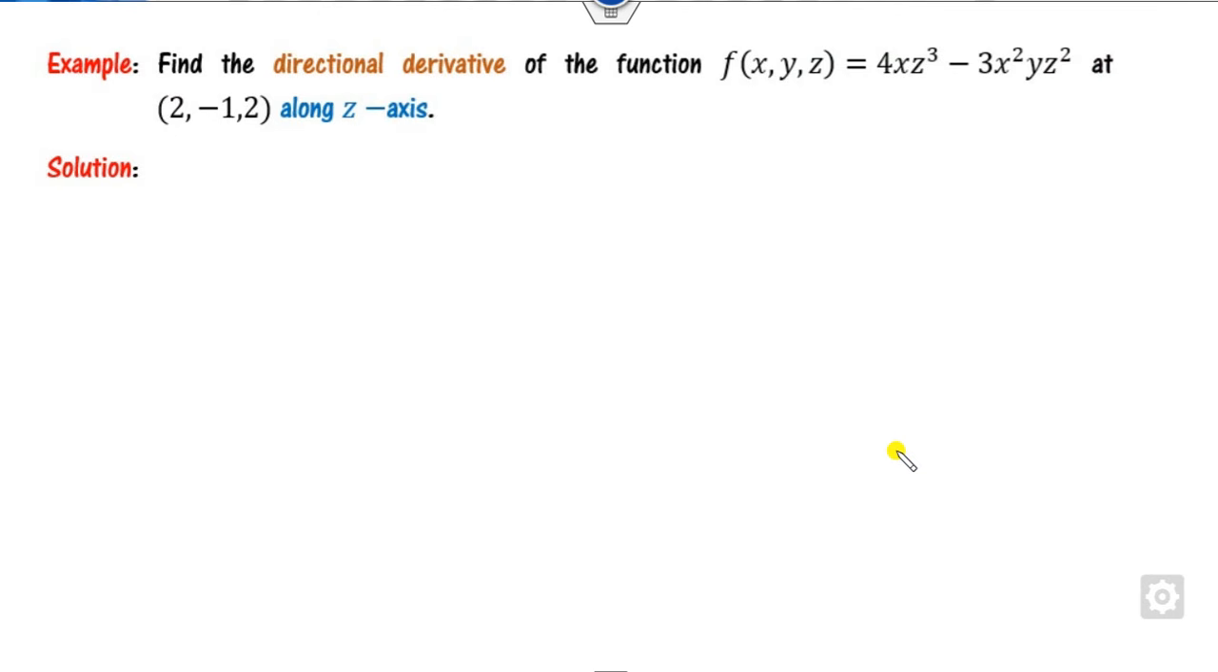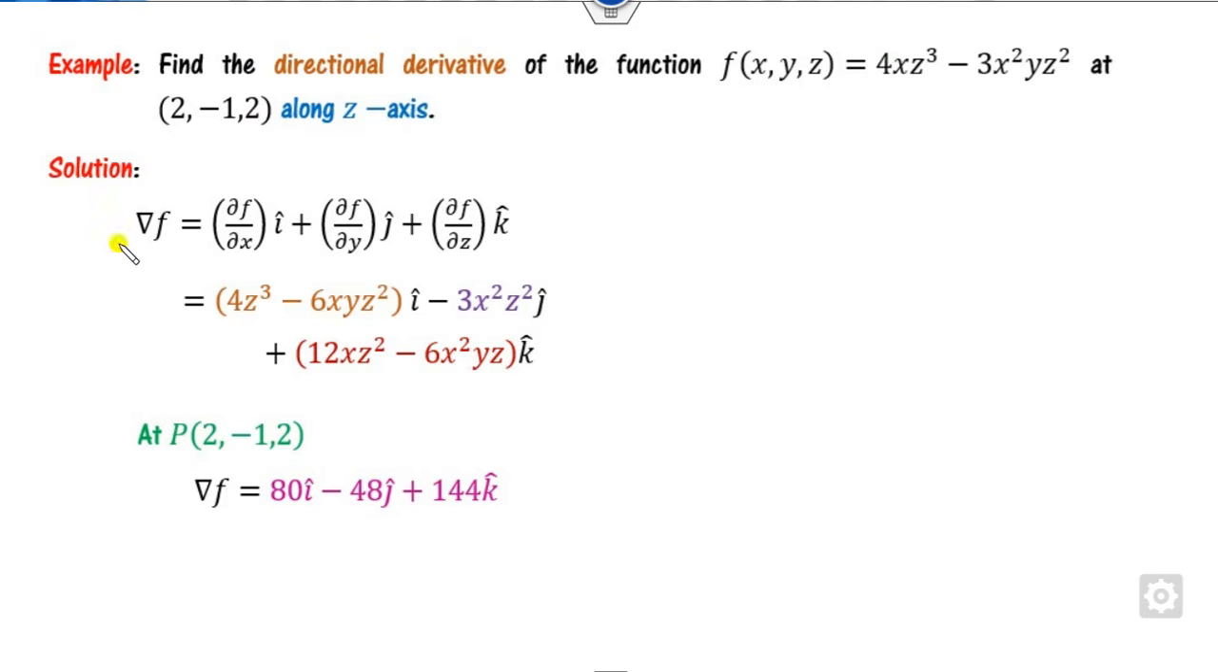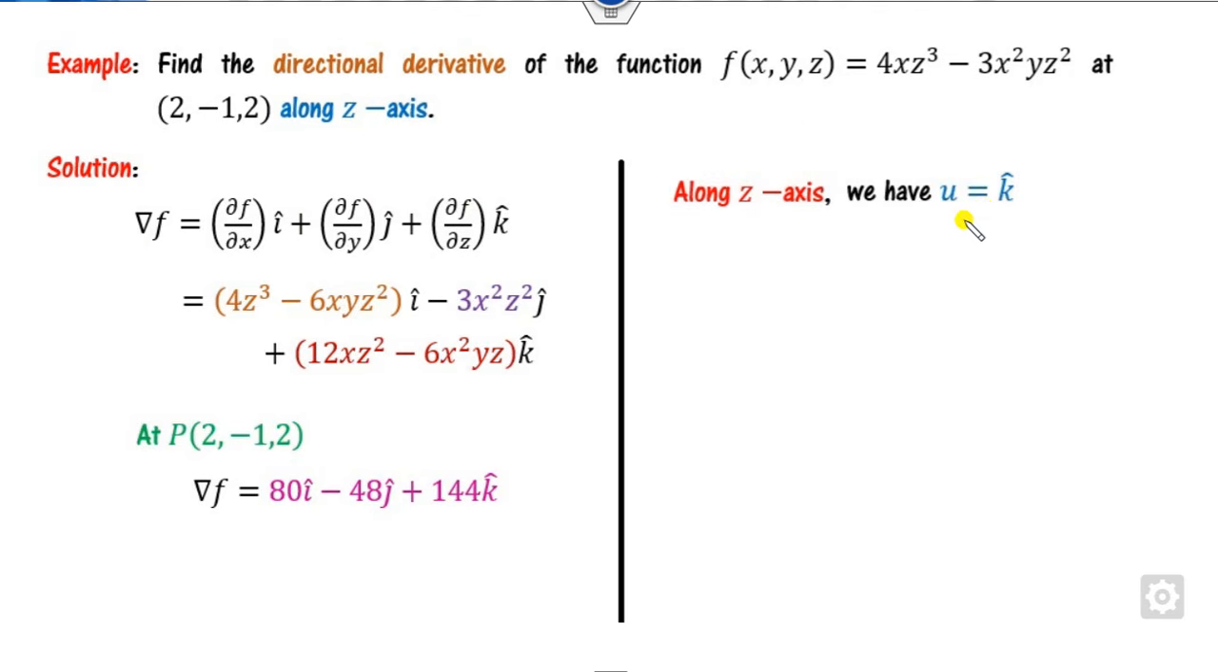Okay, look at another one. Now this is another type where the direction is given to you in terms of a statement. So firstly you can find its gradient as usual. What is the u vector? What is the meaning of the z axis? It means it will be in the form of k cap only. Okay, so this is my u. Once you know the u, then you can find this value.